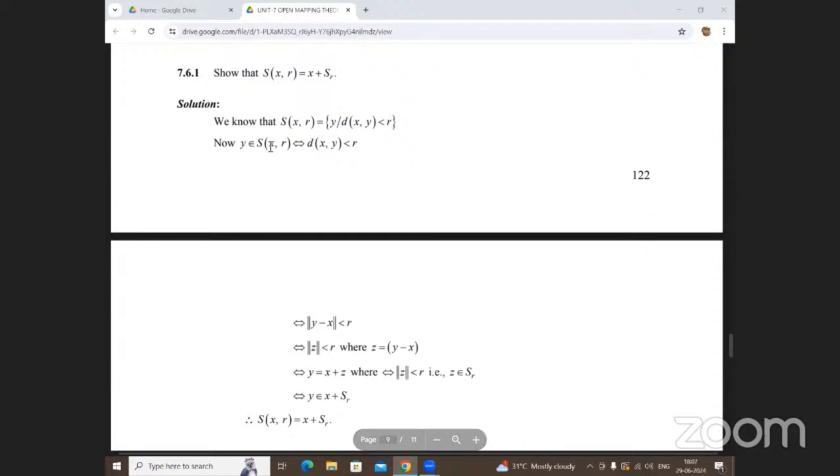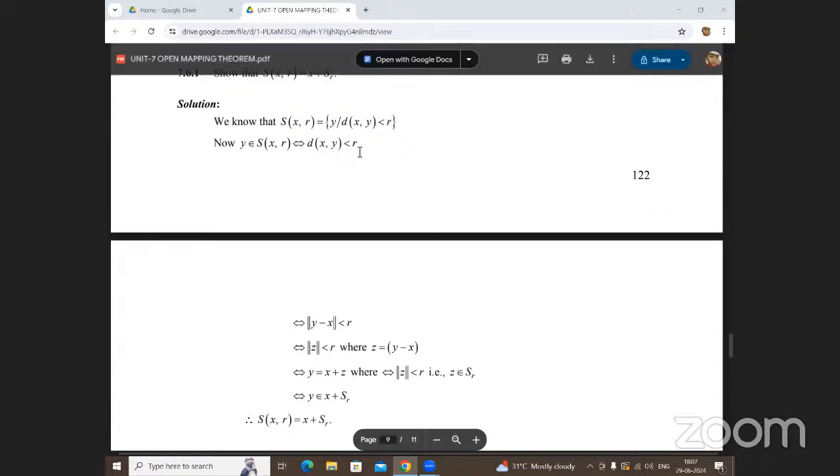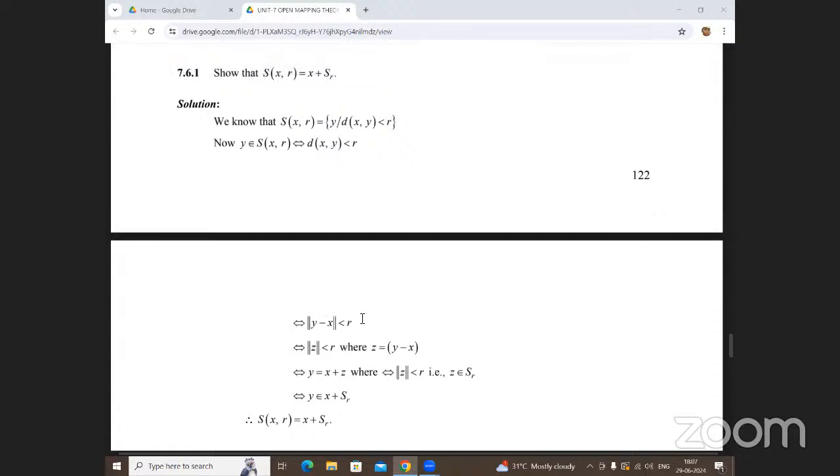So, the norm of Y minus X is the distance, and this distance is less than the radius. So norm Y minus X is less than R. Y minus X is represented as Z. So norm Z is less than R. According to this, Y equals X plus Z, if and only if norm Z less than R, which means Z belongs to the open sphere of radius R.